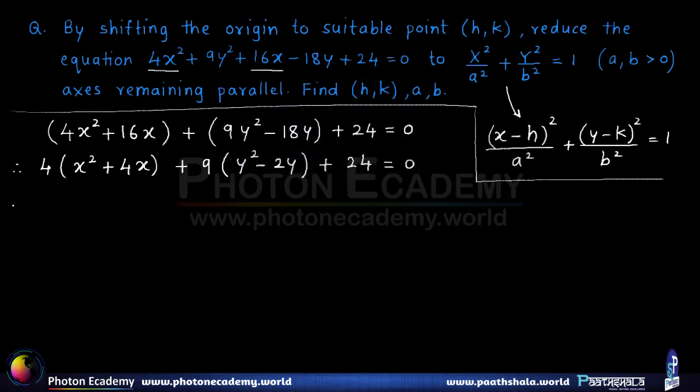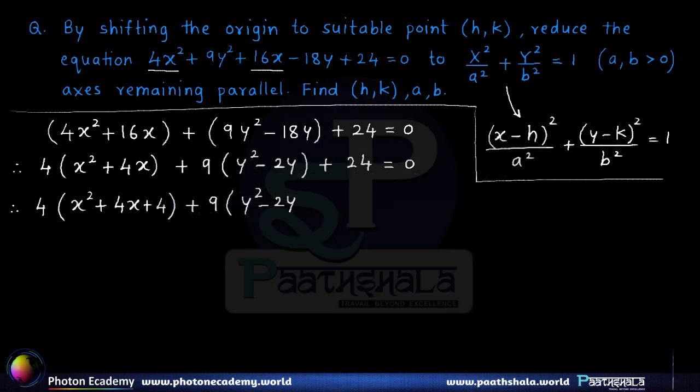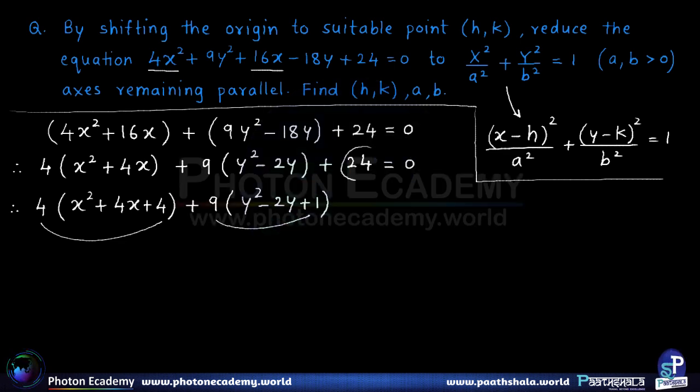Now if we observe, to complete the square in the first bracket, we need to add 4 as the last term, and similarly to complete the square in the second bracket, we need to add plus 1, isn't it? So now to balance the constant term, 4 into 4 is 16 and 9 into 1 is 9. So 16 plus 9 is 25, but we need to have 24 as the final constant term. So therefore we must subtract 1 from the 25 obtained. So that gives us 0.